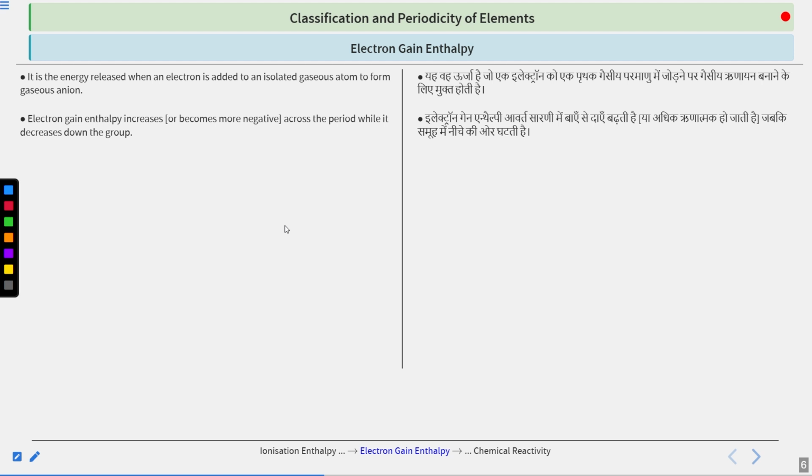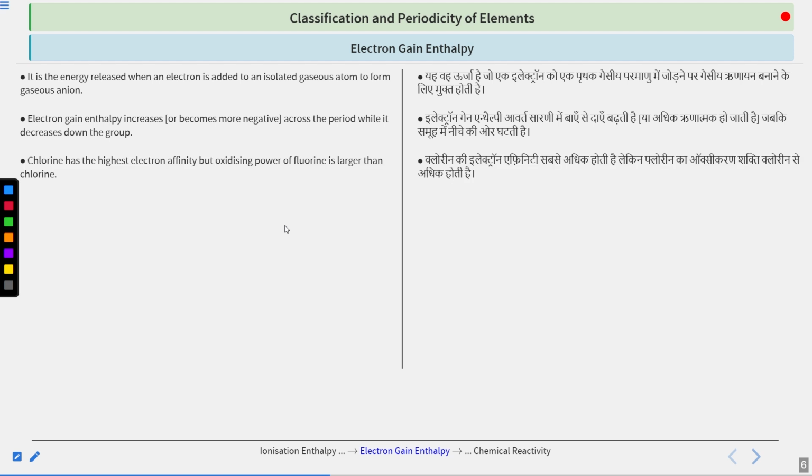So if you go down the group, it decreases. The magnitude increases, but with the negative sign it decreases. And what is the reason for it? Because the size is increasing. Very obvious, right? Because the size is increasing and we are getting a less negative number. So that is decreasing down the group.